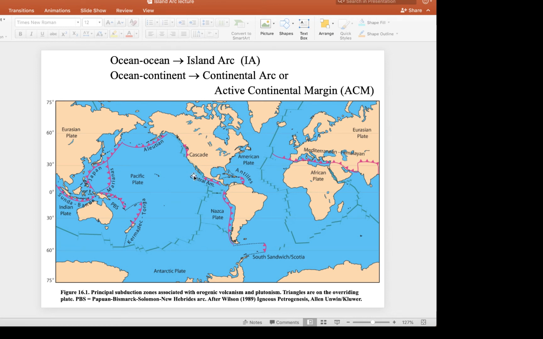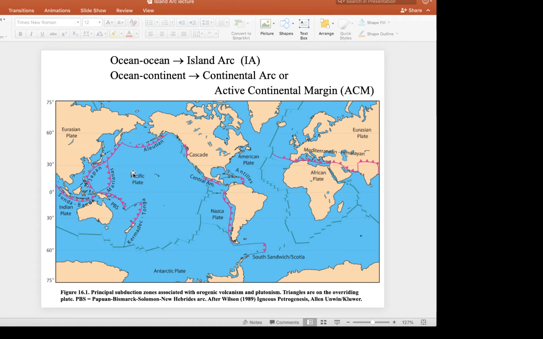Hello everybody. So in this lecture we are going to look at island arcs. Now, island arcs are shown here in these red lines with the teeth on them. If you haven't seen these before, those teeth are in the so-called upper plate, and then on the other side of the line would be the downgoing plate. So if we're looking at the Japan Trench here, the upper plate is the Eurasian plate, and the downgoing plate is the Pacific plate.